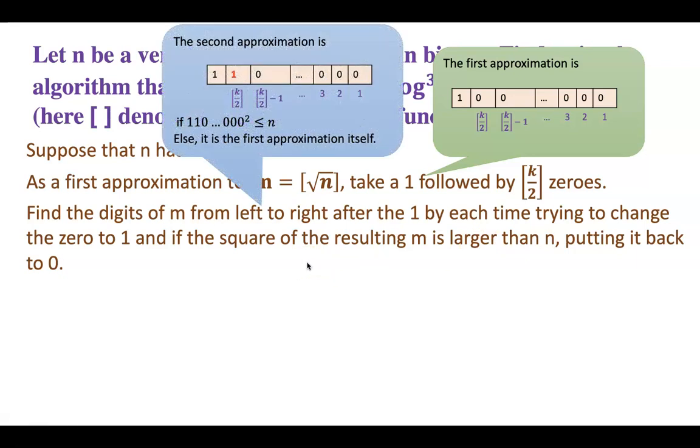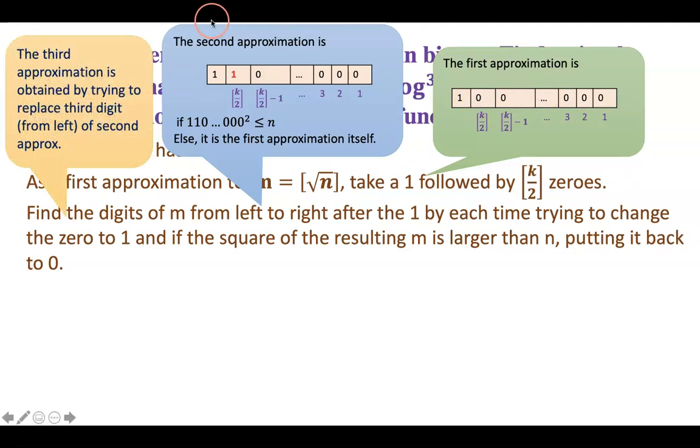so that our second approximation will be 1 1 0 etc 0 0 0. Here we have changed this 0 here to 1. This will be our second approximation if the square of this new number is still less than or equal to n. Otherwise, we will take the second approximation as this number in the first approximation itself.